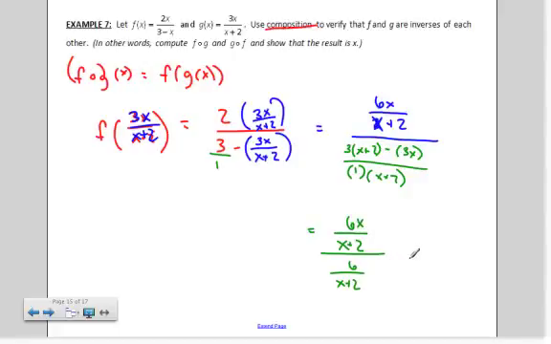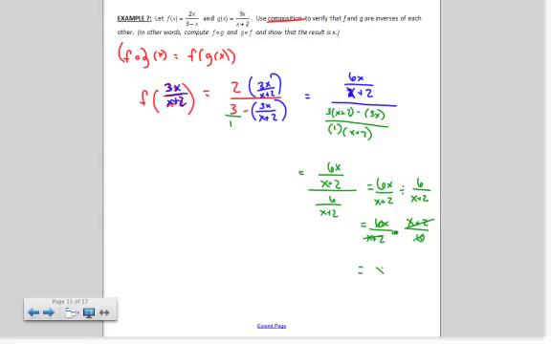But if you don't see that, write it as 6x over x plus 2 divided by 6 over x plus 2. Excuse me, I'd already flipped it. Which is equal to 6x over x plus 2 times x plus 2 over 6. You can surely see what cancels, and probably need to extend the page a little bit. And we get finally what we were looking for, f of g of x did give us x.